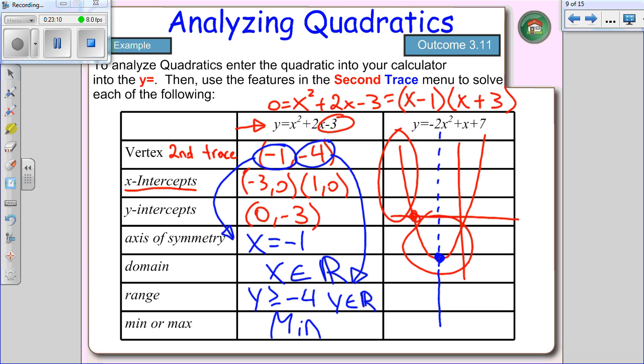X-intercepts you can solve by hand by factoring them or using the quad formula. Or you can use your calculator by going second trace and then clicking 0, which is the number 2 option. Our y-intercept, that's just where our c value is. The axis of symmetry comes from the x value of your vertex. The domain is always x is an element of the reals. The range, y is always greater than or equal to -4, because that -4 is our y value from our vertex. And we have a minimum point, not a maximum.